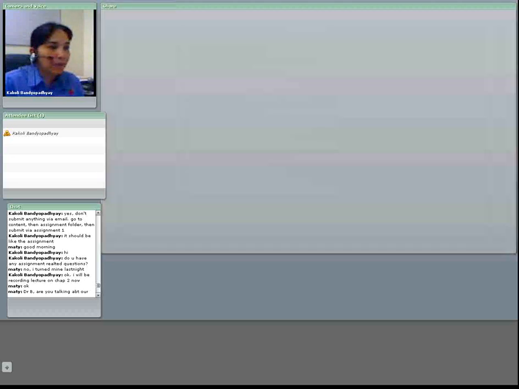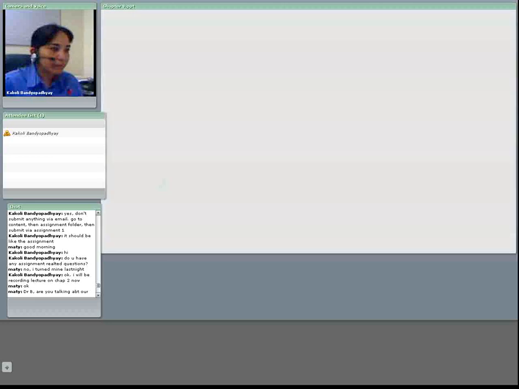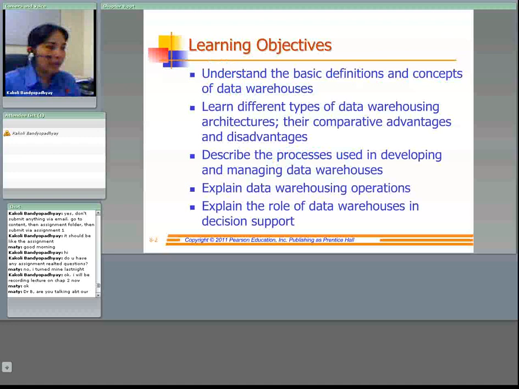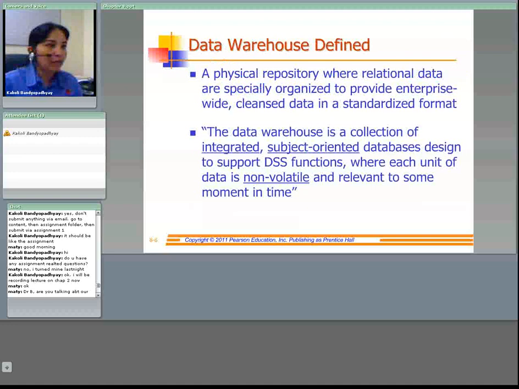Okay, let me pull up the PowerPoint slides then. Okay, so I'll go over the definition of data warehouse first. What is a data warehouse? Data warehouse is actually a pool of data for decision making. Okay, it's like a database. It's a humongous, huge database where we store data for decision making. It's a repository of current and historical data.